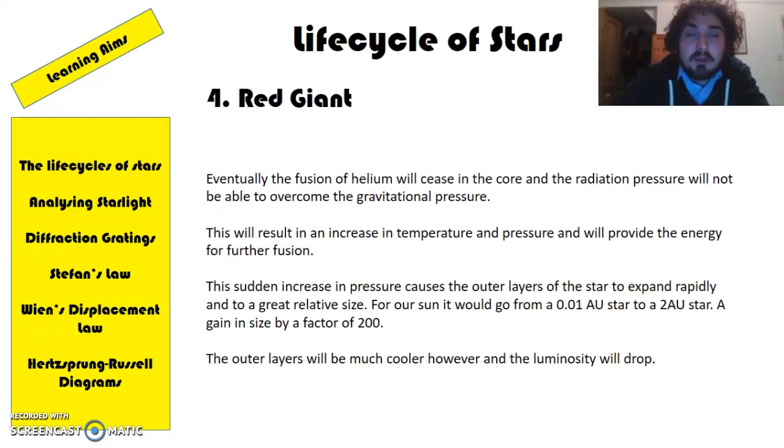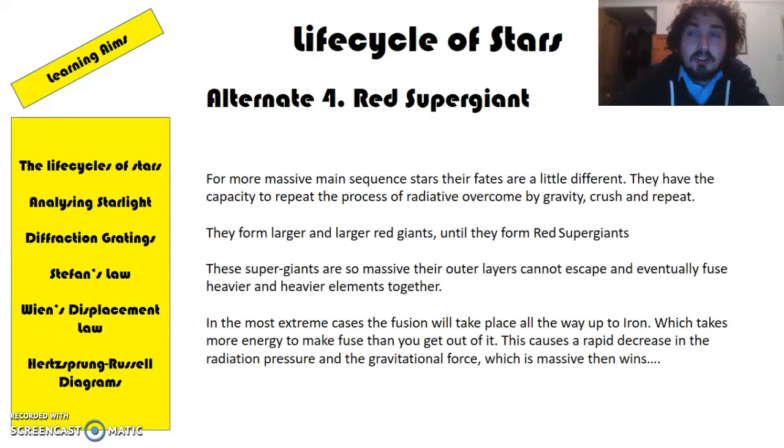Right, alternate 4, so we go back to 4. After a main sequence, we went to a red giant. Now we're going to look at alternate 4. Now, you can also become something called a red supergiant. So if you started as a really massive main sequence star, your fate is different. They have the capacity to repeat the process of gravity, crush, and then repeat.